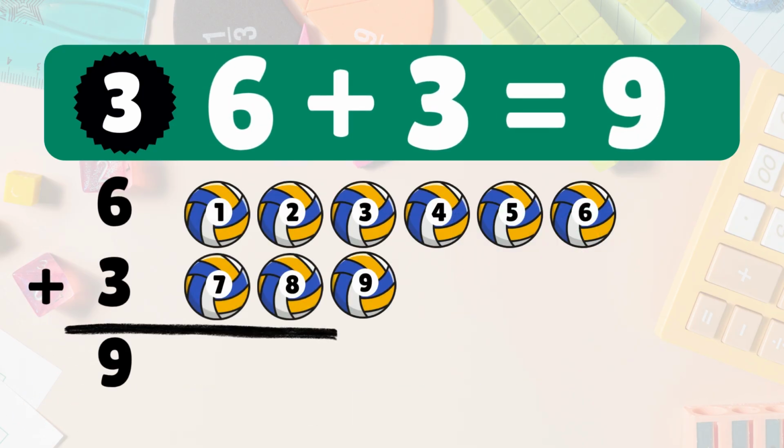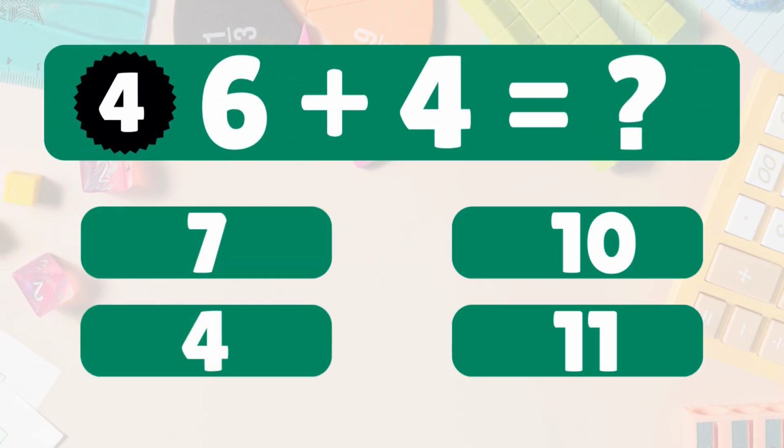Next, 6 plus 3 equals what? 6 plus 3 equals 9. Let's count. 1, 2, 3, 4, 5, 6, 7, 8, 9. 6 plus 3 equals 9. High five.